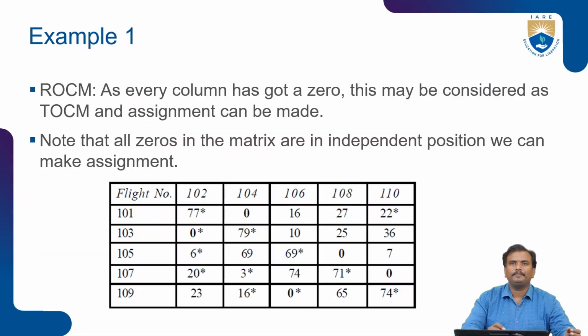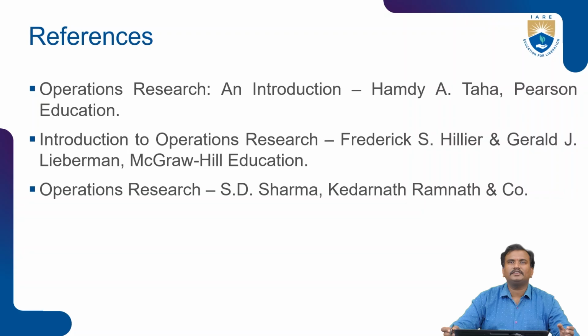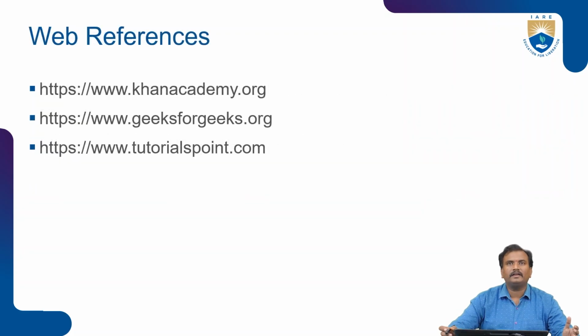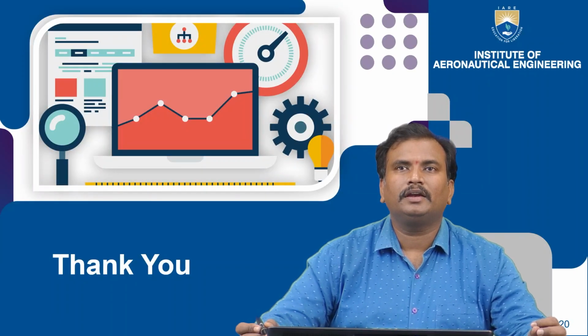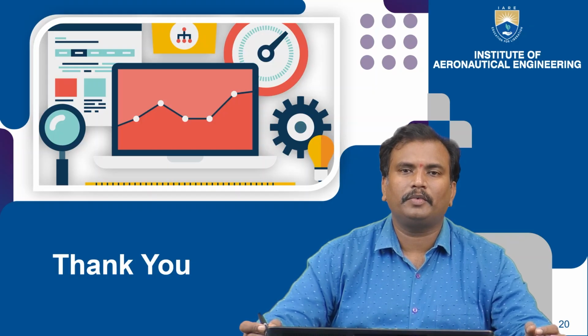So here in every column we are having zeros, so no need to go with the TOCM. Column wise modifications are not required. For this session I have taken these references and these web references, and in this session I have discussed what is the scheduling problem and how to solve the scheduling problem.